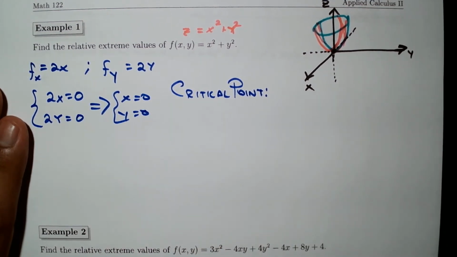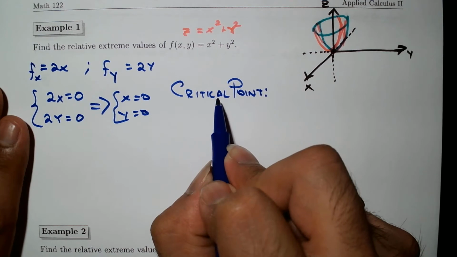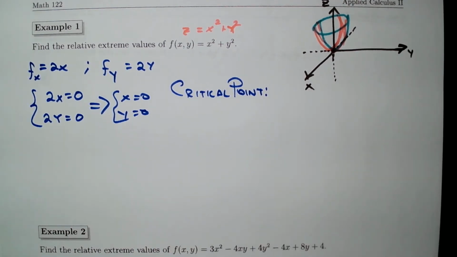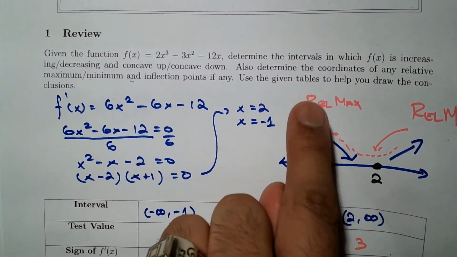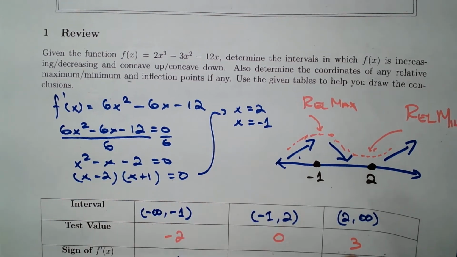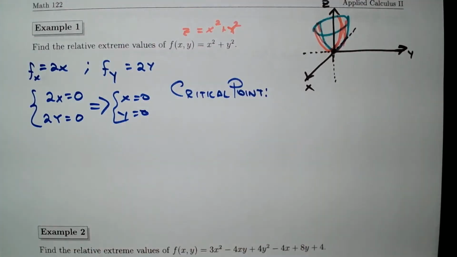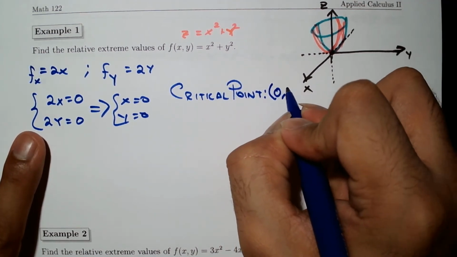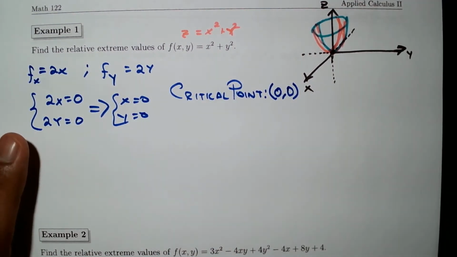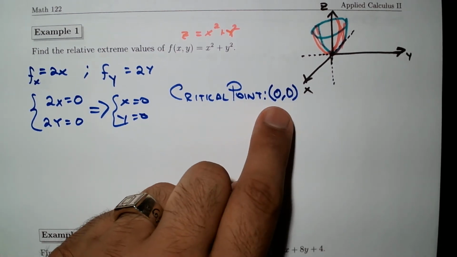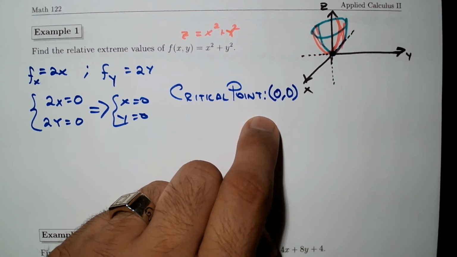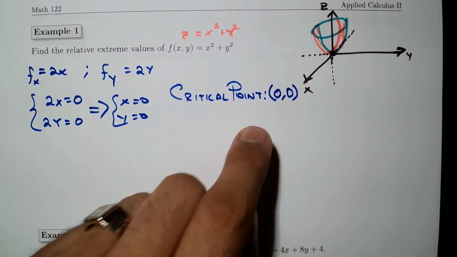Notice in this case, I'm not calling these critical numbers the same way we did in the single variable function. There I called them critical numbers because they were just numbers. Here I'm dealing with an ordered pair. That's why I will call it a critical point. So the critical point is the origin in this case. So far we are consistent with our picture here, aren't we?